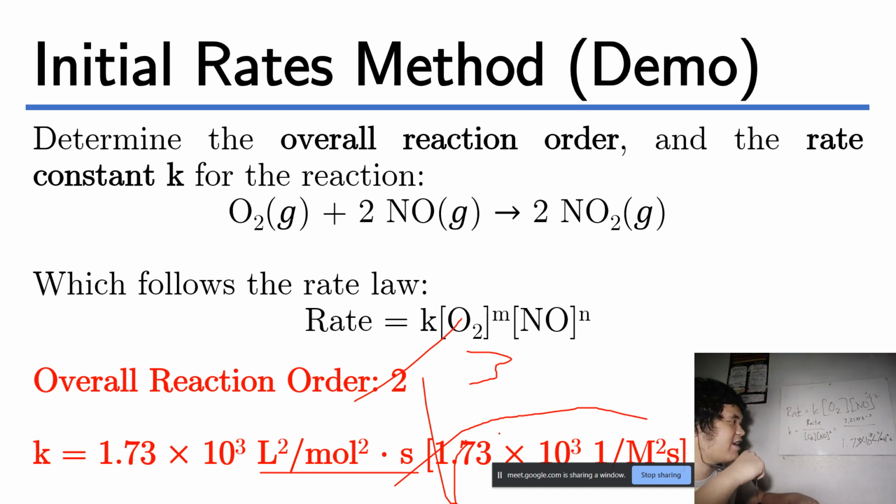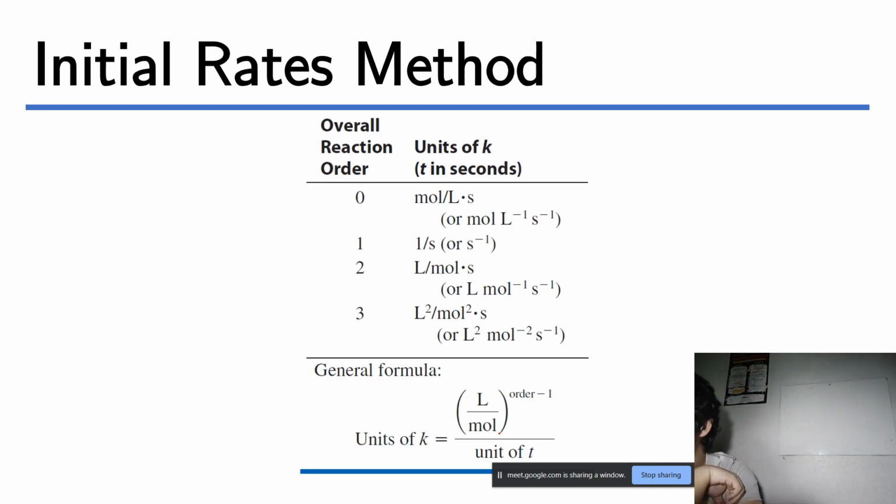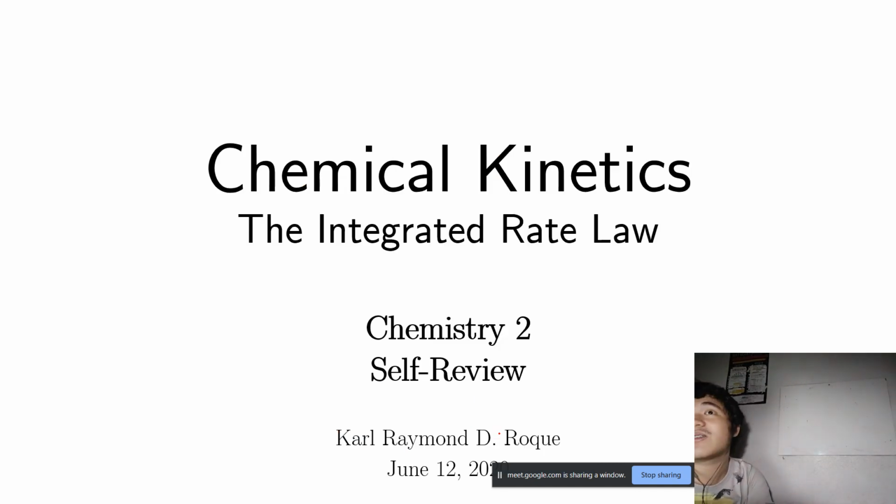Ayos lang. Sige. We'll do more of this mamaya sa exercises, kasi yung next part yung mas mahirap. Pero to be able to determine kung ano yung unit ng k for a specific order ng reaction, it's just important to do a dimensional analysis na lang. Okay? Sige. So, integrated rate law.